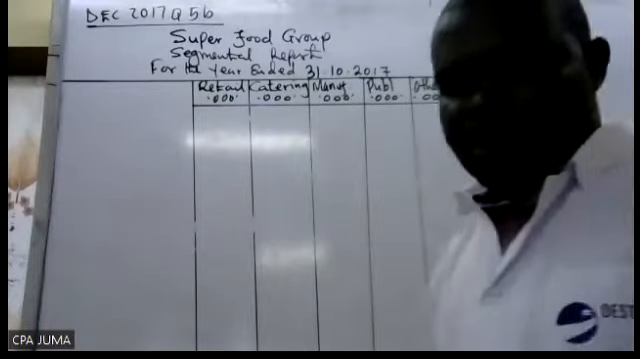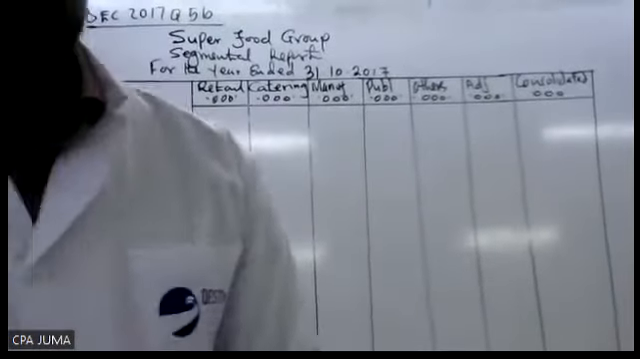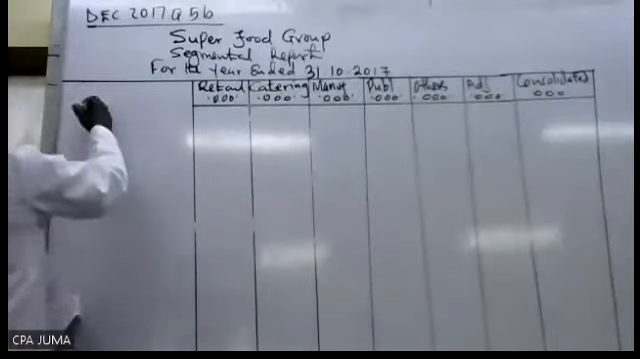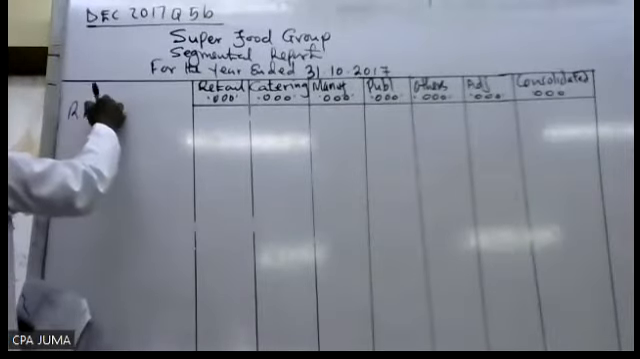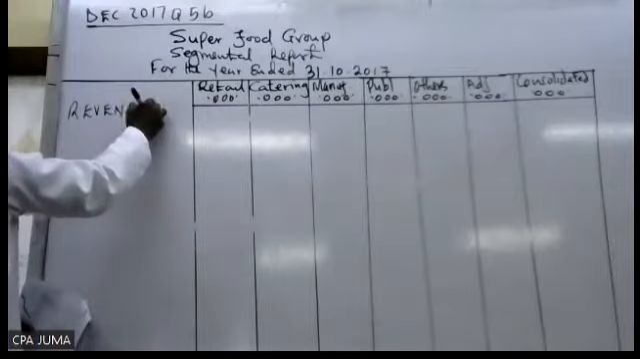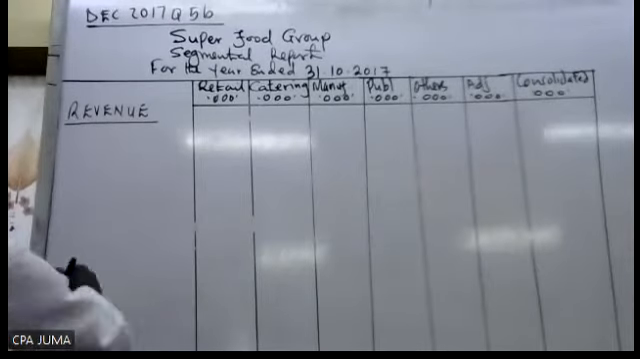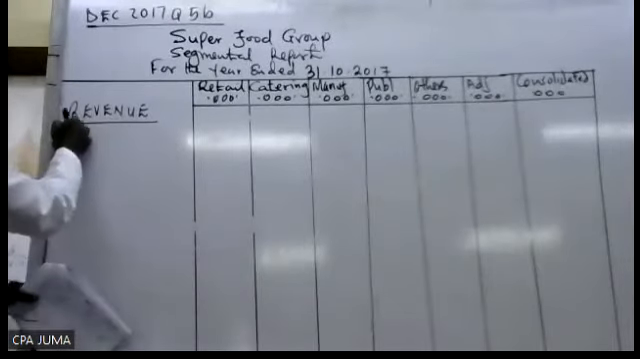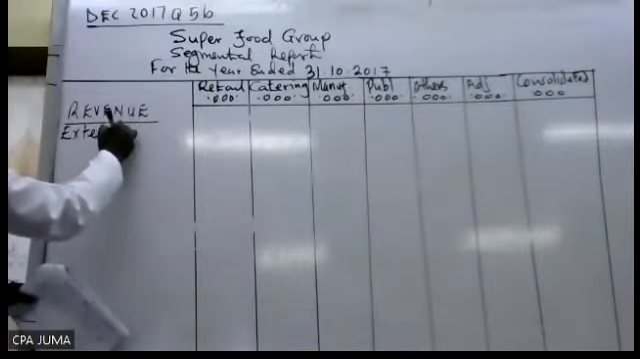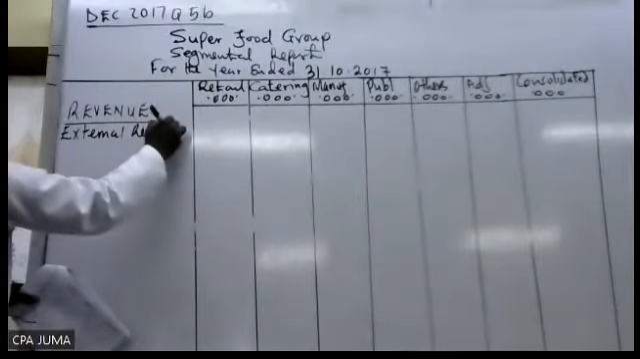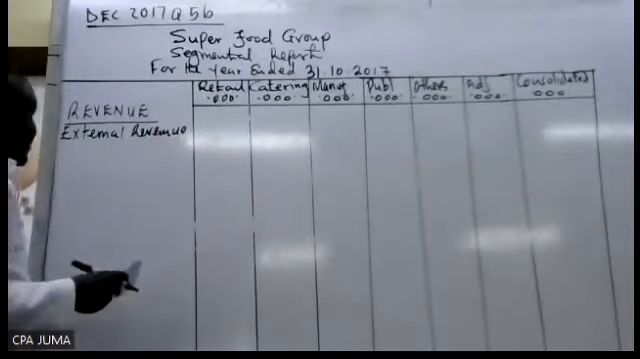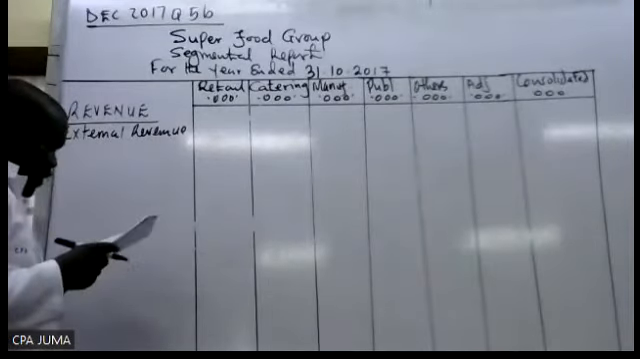So we start with revenue. Right there, revenue. Revenue, we have external. So external revenue, I told you this one can also be called sale to third parties. So external revenue, pick them. Where are they?